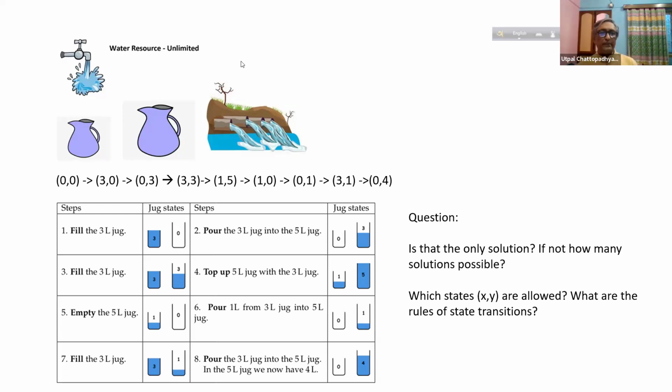So 0, 0 goes to 3, 0, right? You have filled up the jar 3. Then you put that 3 into the jar 5, right? I'll give you another 30 seconds and then we'll move on. So this is one solution. Just satisfy yourself, this is a solution. Okay.